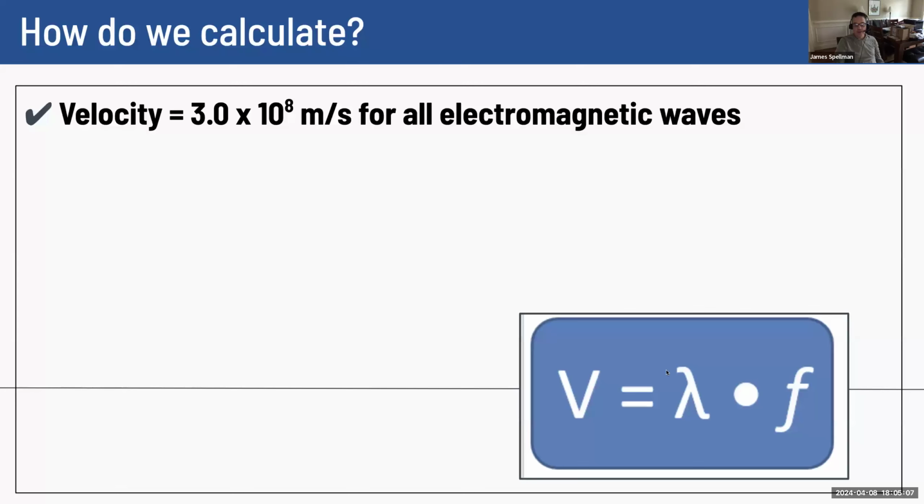So as a reminder, when we calculate these, we're going to be using the formula down here at the bottom. V equals lambda times F. Again, remember, lambda is the wavelength and F is for frequency. V is going to be for velocity or speed. So again, if you see the word speed, we can substitute that in for V.